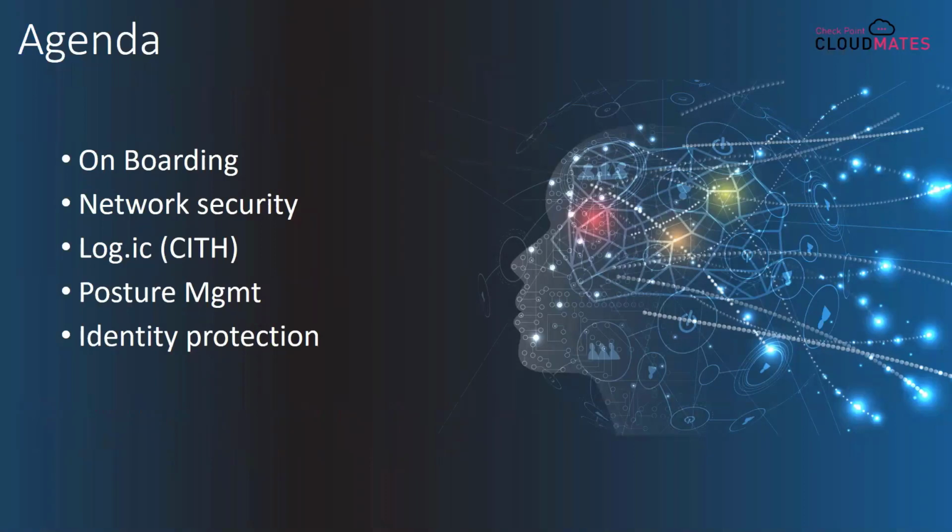Basically, yeah, we can go over the agenda. We'll show you how easy it is to onboard environments to Dome 9. We'll focus on AWS and Azure in a nutshell. We'll touch on one of the components in Dome 9, which is the network security, CloudGuard native, not Dome 9 anymore. Logic, which is the cloud intelligence and threat hunting component, and the posture management. And if we have time, a bit on identity protection.